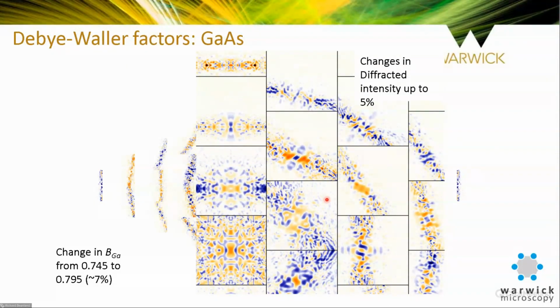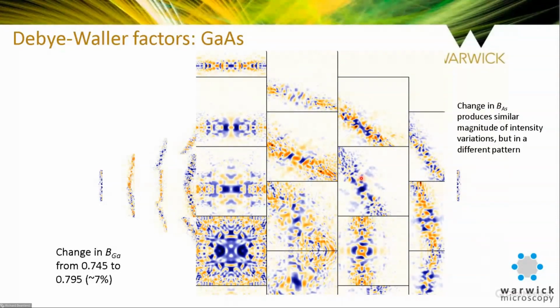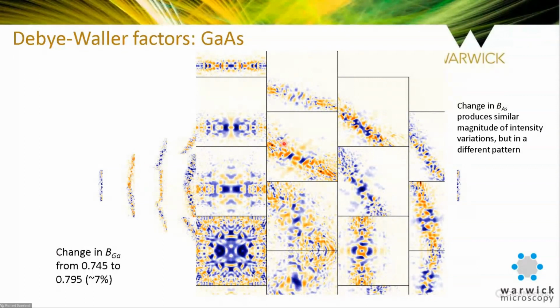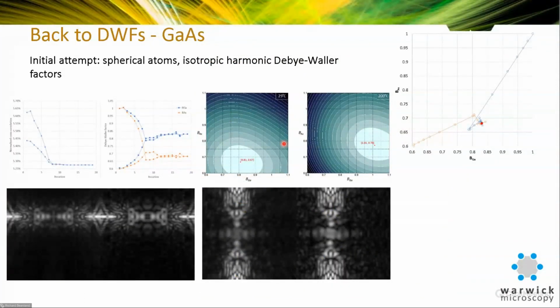Which, if I make the same change for arsenic, well, we get a similar magnitude, but again, the pattern's completely different. So you can see gallium and arsenic are completely different, which means again we can refine them effectively separately. So it doesn't really matter where you start from, you end up with one nice global minimum that you always converge to.